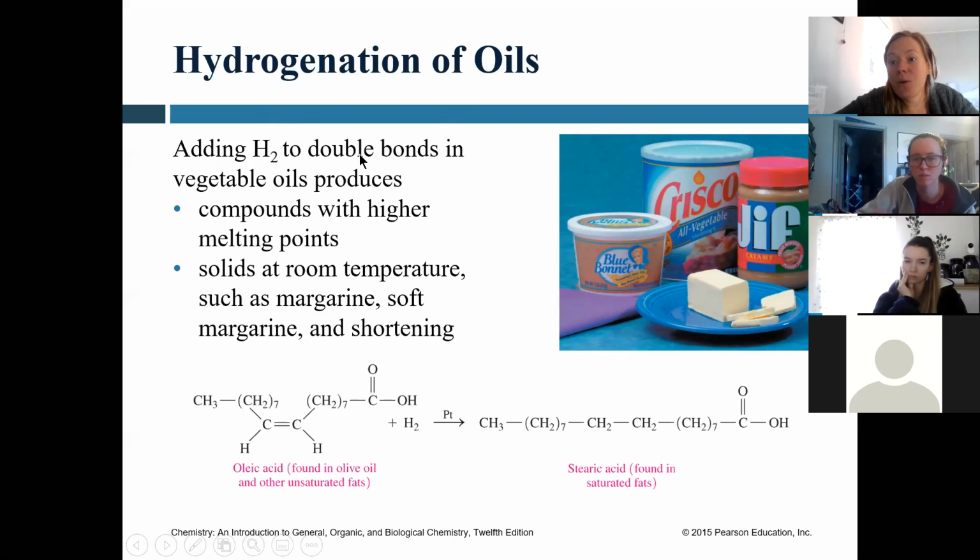So hydrogenated oils is when we add H2 to the double bonds of vegetable oils. Why do we do this? This creates compounds with higher melting points. They tend to be solid at room temperature, such as margarine, soft margarine, or shortening. So it makes these things more solid. Also creates a higher melting point, so they're better to cook with, so they won't burn.